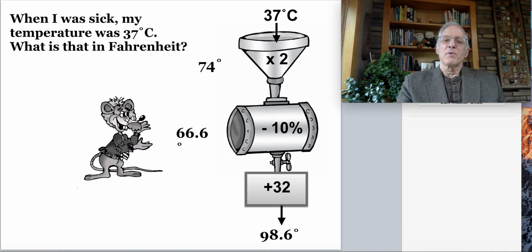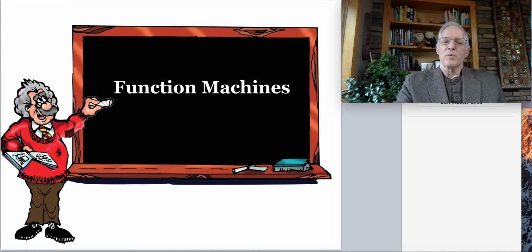And those of you who remember in Fahrenheit, when you take your temperature, the normal on most thermometers is written as 98.6. So let's show how powerful function machines are for different types of problems.